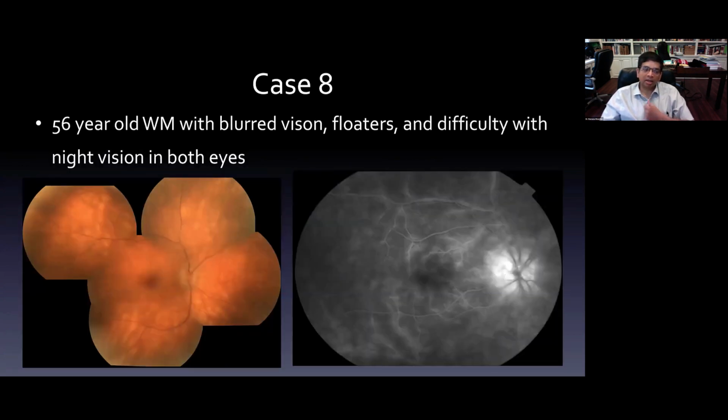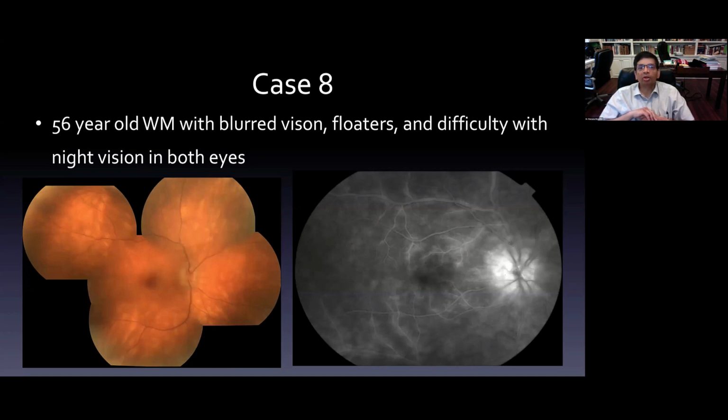This is a case of a 56-year-old white male who presented with blurred vision, floaters, and difficulty with night vision in both eyes. Both eyes look similar to the right eye, and you see this characteristic clinical picture. And this should be a no-brainer. The diagnosis is based on a clinical photograph. And this patient had evidence of perivascular staining on fluorescein angiography and had very mild cystoid macular edema, a common complication of this disease. So this is birdshot retinochoroidopathy.